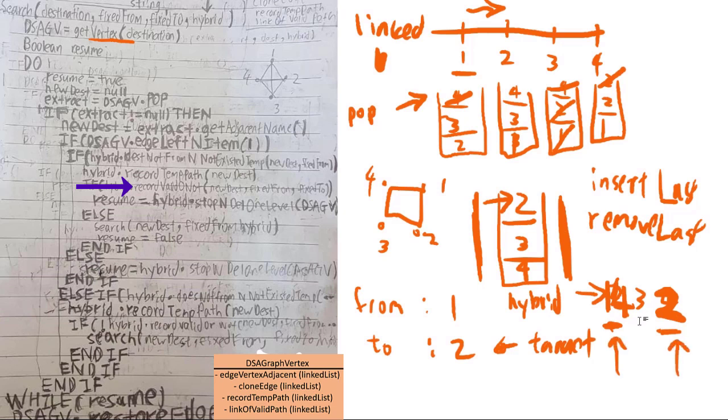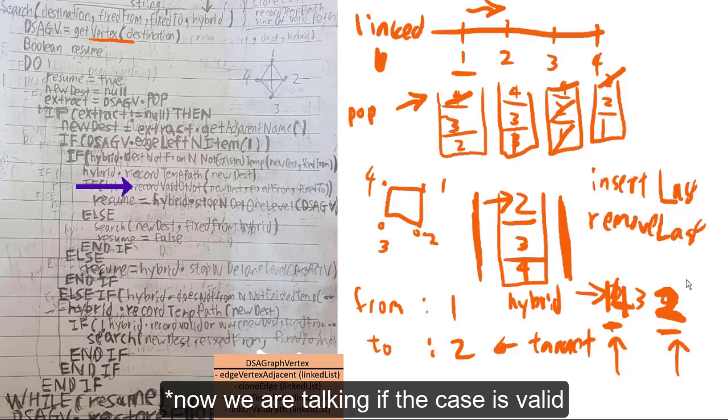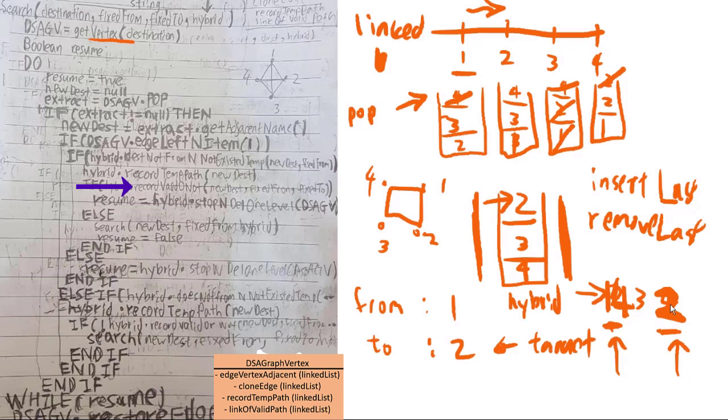After you add it to the link of valid path, remember just now the orange color box, the link of valid path. After you add it, you're going to remove first one time, and then you're going to remove last one time. After you remove first, remove last, then you check here, in the null part.